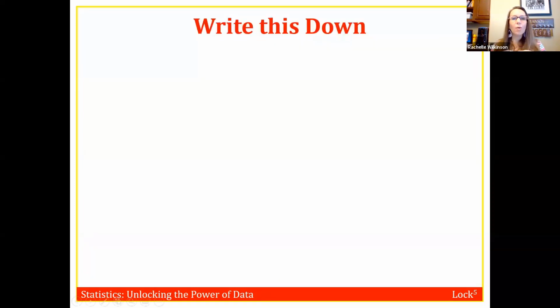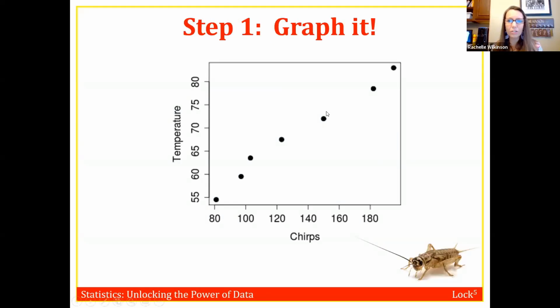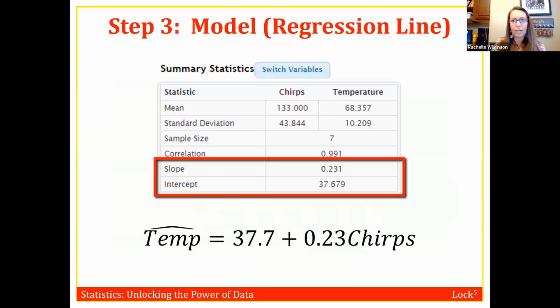Okay, so we talked about making predictions. The next thing that we can do with our model is plot that regression line onto our scatter plot. I'm going to back up for just a second here. So here's my scatter plot, and I want to be able to put my regression line onto this graph. But if you remember back to algebra when you were plotting lines, a lot of times you could just find the y-intercept, and then use the slope to plot your way through the graph. So in this case, our model was 37.7 plus 0.23 times chirps.